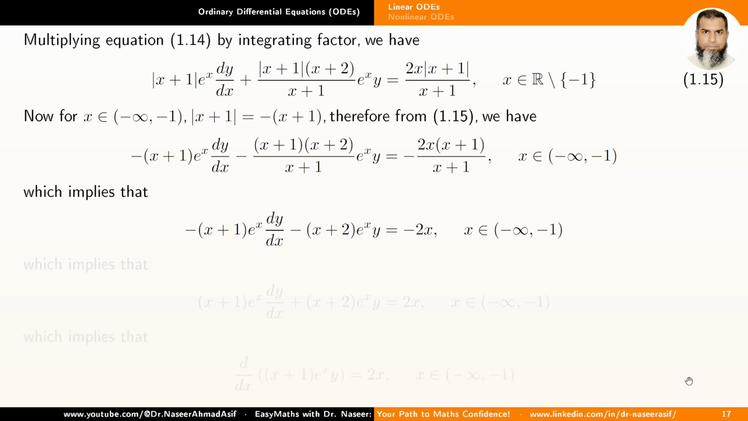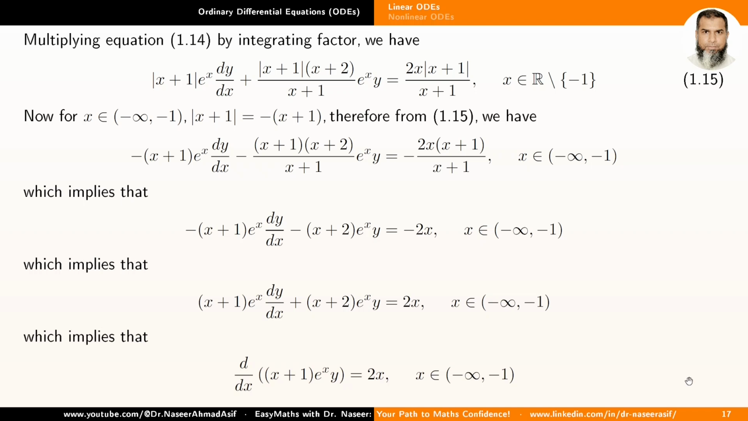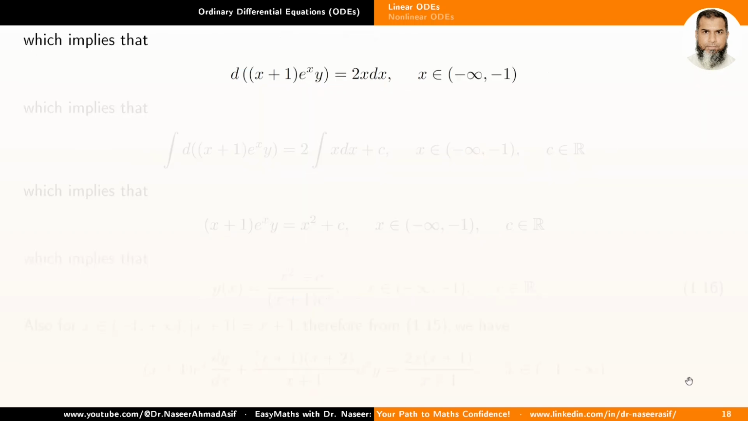So -(x+1) e^x dy/dx - (x+2) e^x y = -2x, where x in (-infinity, -1). So (x+1) e^x dy/dx + (x+2) e^x y = 2x, where x in (-infinity, -1). Well, this can be expressed as d/dx of ((x+1) e^x y) = 2x, where x in (-infinity, -1). So d((x+1) e^x y) = 2x dx, where x in (-infinity, -1).